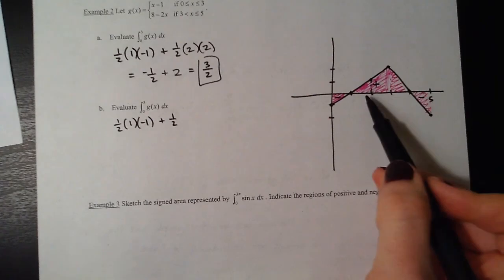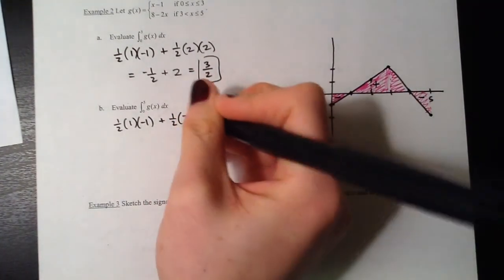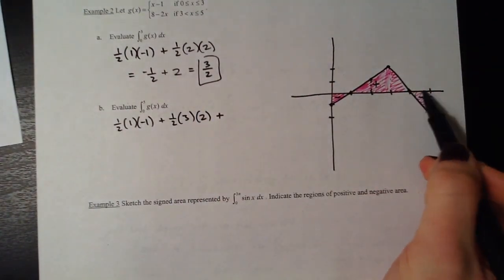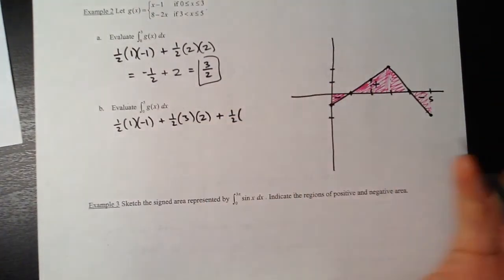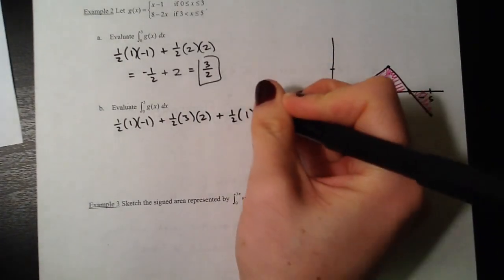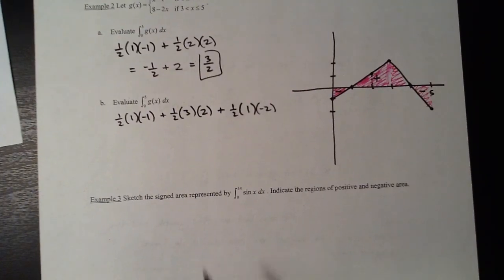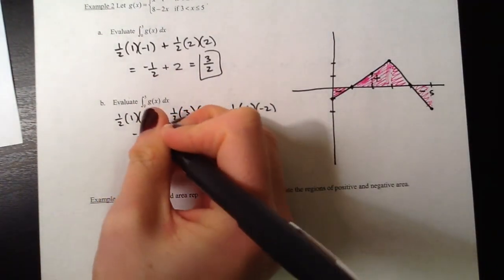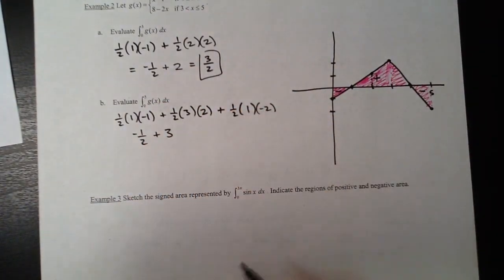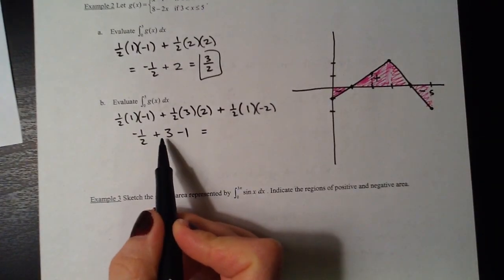So 1/2, its width is 1, 2, 3 units, and then its height is still 2, just like it was up above. And then plus, now this very last piece, I have 1/2, its width is 1, and then its height goes down to a -2, so we're going to use that -2 as its height. Okay, and that way we end up with a negative value. So this is a -1/2, plus, this gives me 3, and then this gives me a -1. Okay, so I've got 1/2 plus 3 minus 1.